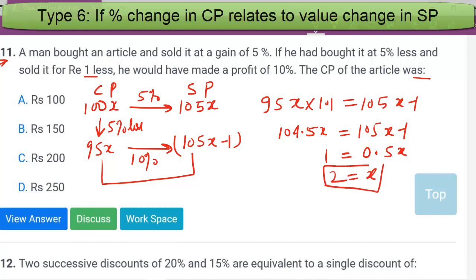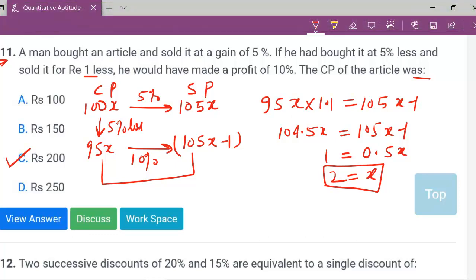So you got the answer. You just put the value of x here, because what was asked, the CP of the article. So the CP is 100x, that means 100 into 2, which is option C, rupees 200. So let's move to the next type of question.